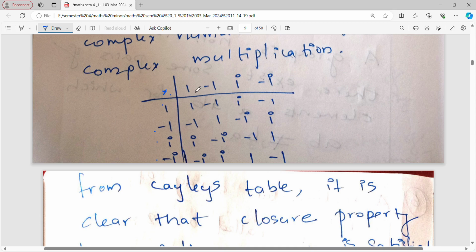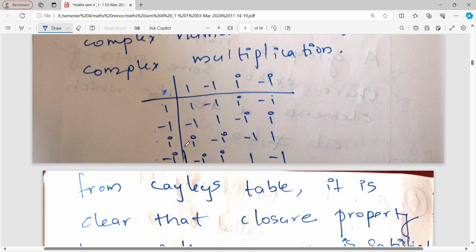So 1 multiplied by 1 gives you 1. 1 multiplied by -1 will give you -1. 1 multiplied by i gives you i. 1 multiplied by -i gives you -i. Next, -1 multiplied by 1 is -1. -1 multiplied by -1 gives you 1. -1 into i is minus i. -1 into -i, minus into minus is plus, so it is i.